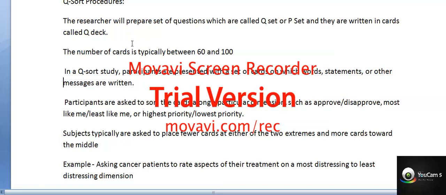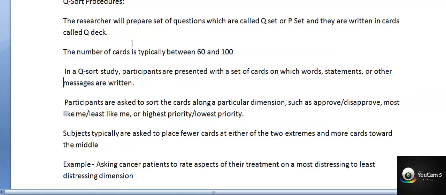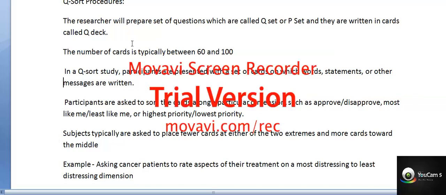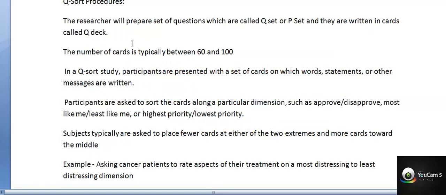The participants are presented with a set of cards, and the participants are asked to sort the cards along particular dimensions, that is approve to disapprove, most like to least like, highest priority, lowest priority. So he can arrange it between these two extremes. Subjects typically are asked to place fewer cards at either end and more cards in the middle.